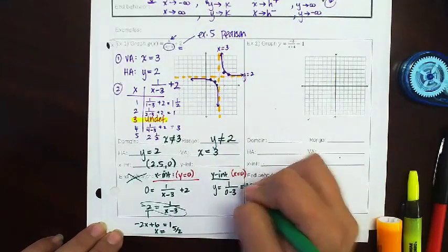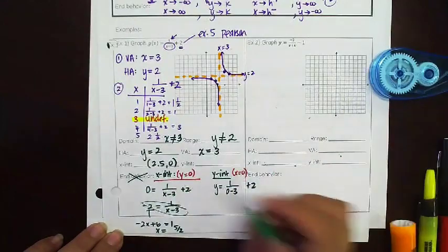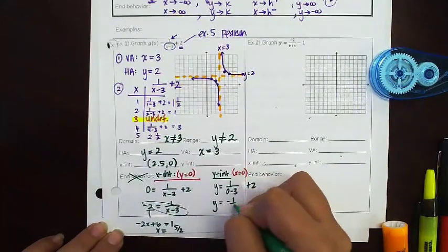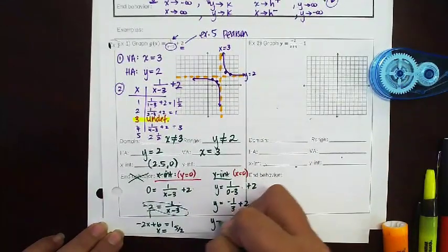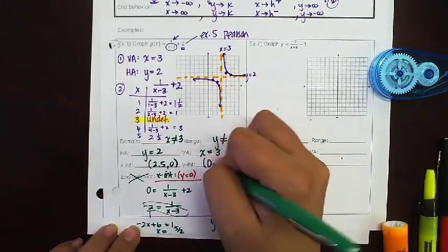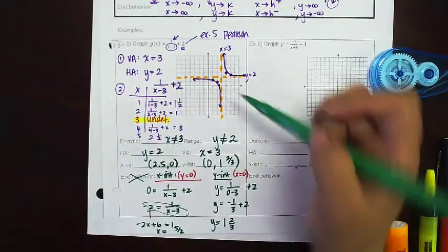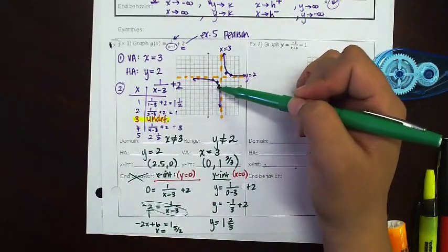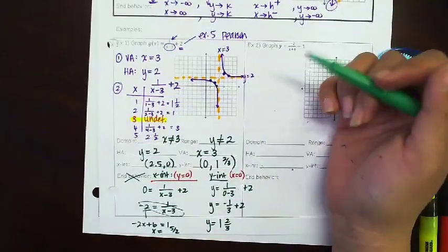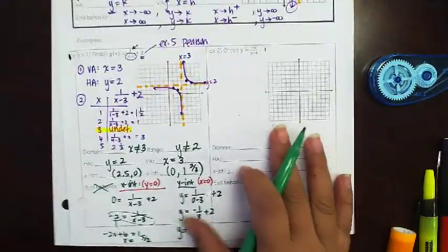So if I do that, why did I put an equal sign? I'm all over the place, sorry. Then I get negative 1/3 plus 2, which is 1 2/3. So then I could say this is 0 comma 1 2/3, which makes sense. So I double check, that looks like 1 2/3, that looks like it could be 2.5, so I'm good to go. Alright, example 2. Oh, sorry.